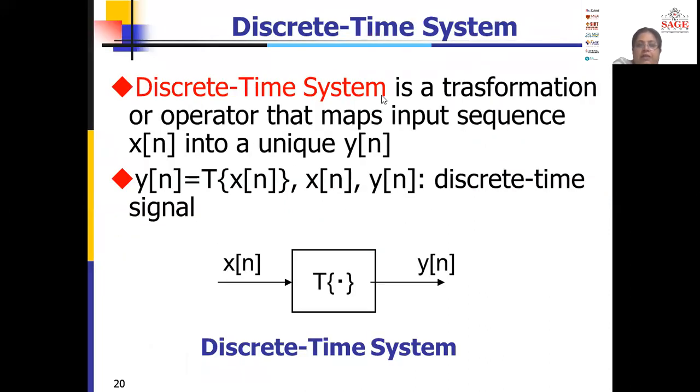So this is the discrete time system. Here we take the system as the connection between input and output, where we give a discrete time signal as an input, and we get the output in discrete form. So it is all about the fundamentals of the discrete time system.